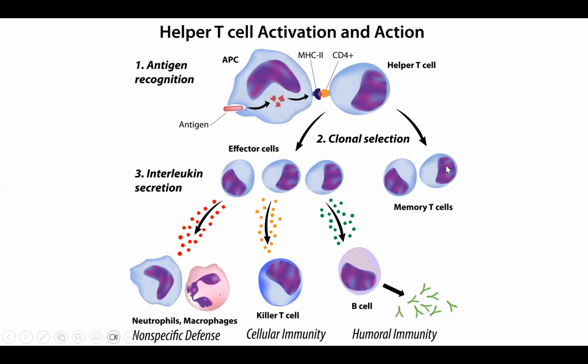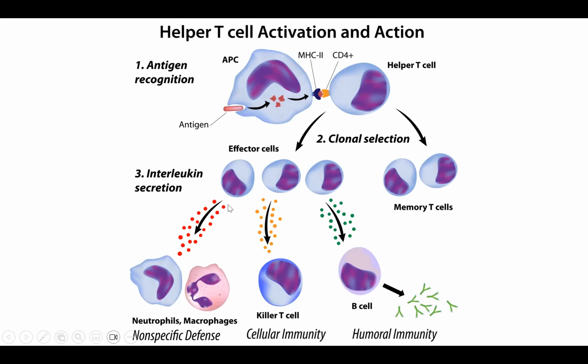So you have T memory cells and B memory cells, but in this case, because it's a T helper cell, will it go into T memory, or is it going to be an effector? All right, so if it goes into an effector, then now you have different chemicals being released. These are the cytokines, these are interleukins being secreted. And which types are secreted depends on what happens in these effector cells.